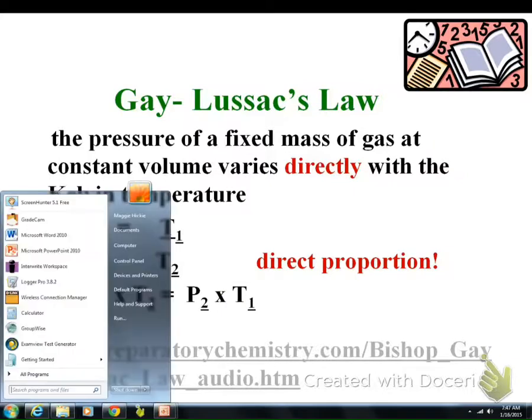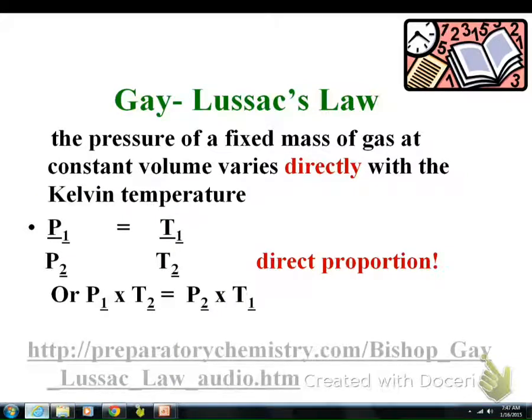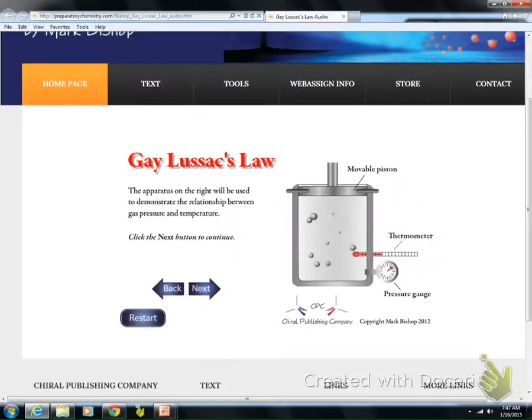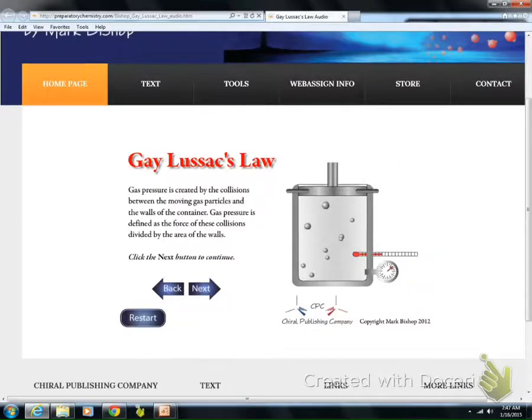Now if we look at a video diagram of this, much like we did with Charles' and Boyle's, we're going to look at the relationship between gas and temperature here. The movable piston on this one is different in that it's going to be set with pins now. As with Charles' and Boyle's law, the volume was able to change. With Gay-Lussac's law, the volume stays constant.